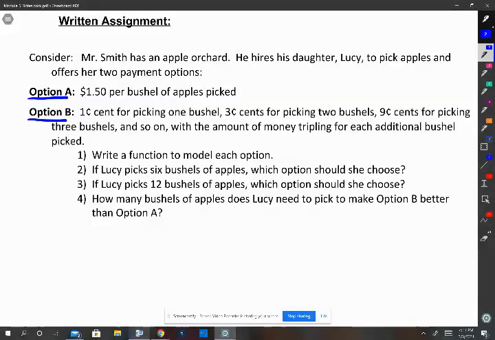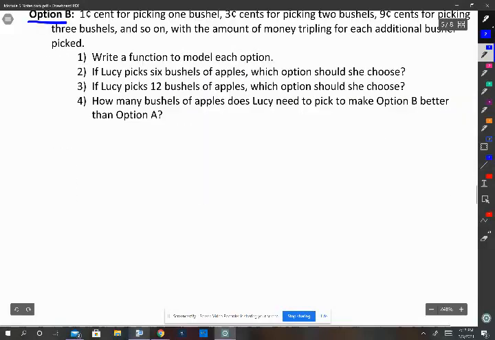And when you write the function, the key there is they want you to think about what happens in option B when it's 1 penny, 3 pennies, 9 pennies. How can you write an equation, an explicit equation, so that you can find out when one option is better than the other option, instead of just doing a T-chart? You can very well do a T-chart and answer all the questions here, but just kind of look at that. Make sure you do your written assignment for this one. I think it's worth 30 points, so it's kind of worth more than some of the other written assignments.